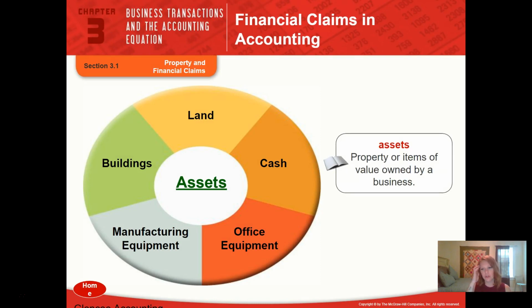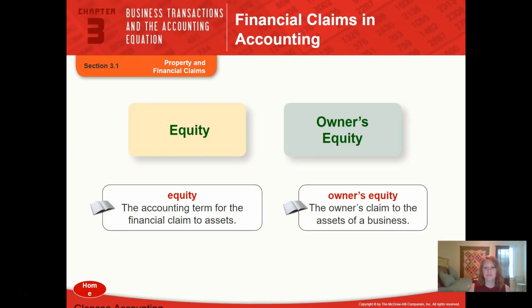So if you look up on the wall, you'll see where it says assets equals liabilities plus owner's equity. So assets include all of these things in the circle: land, cash, office equipment, manufacturing equipment, buildings. Lots of things can go under assets, but basically it's just the property or items of value owned by the business. From there we have our owner's equity, and this is the owner's claim to the assets of a business. So if we go back to that bike lock scenario, $60 of the bike lock is owned by the business owner. That's the owner's equity.